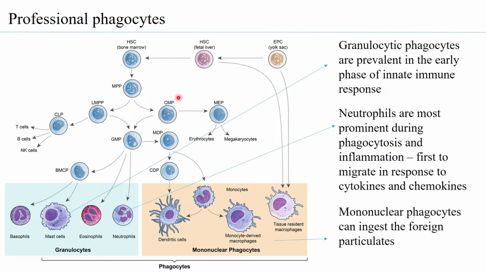Of course, you have the common monocyte progenitor, which can give rise eventually to dendritic cells, monocytes giving rise to macrophages, and also tissue-specific macrophages. And all these mononuclear phagocytes can ingest the foreign particles. So they are professional phagocytes. So you will find that these are what are considered to be professional phagocytes.